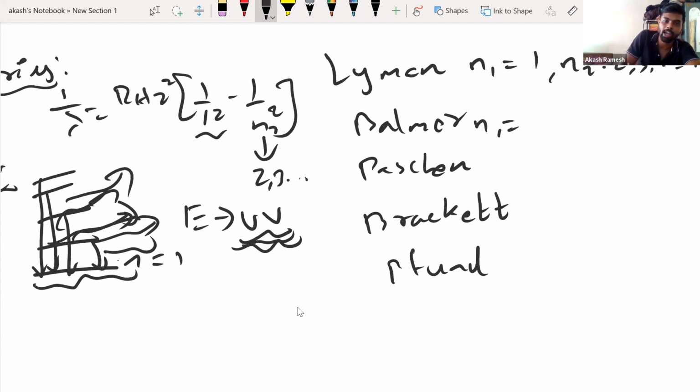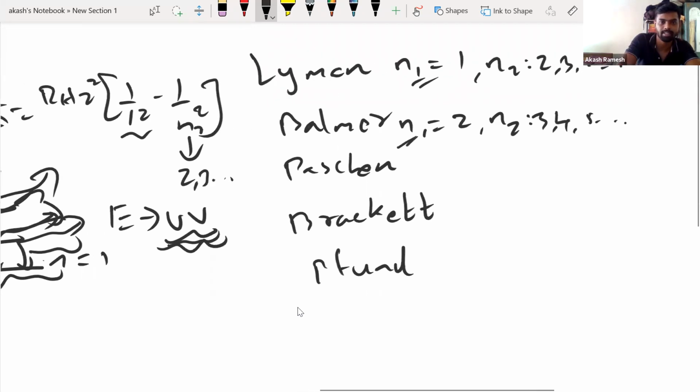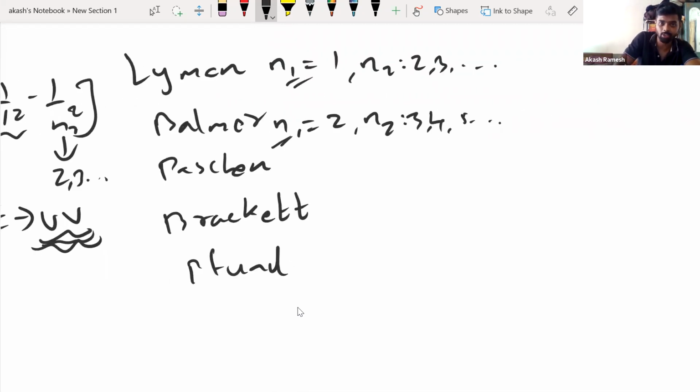For Balmer, N1 is equal to 2. It is constant. For Lyman, N1 is fixed; for Balmer, N1 is fixed as 2. And N2 can start with 3, anything higher than 3, not 1 again. So 3, 4, 5, and so on. What you have to understand is this was UV radiation. Now this was visible, that is normal light, the red color light, green color light, all these things, visible light.